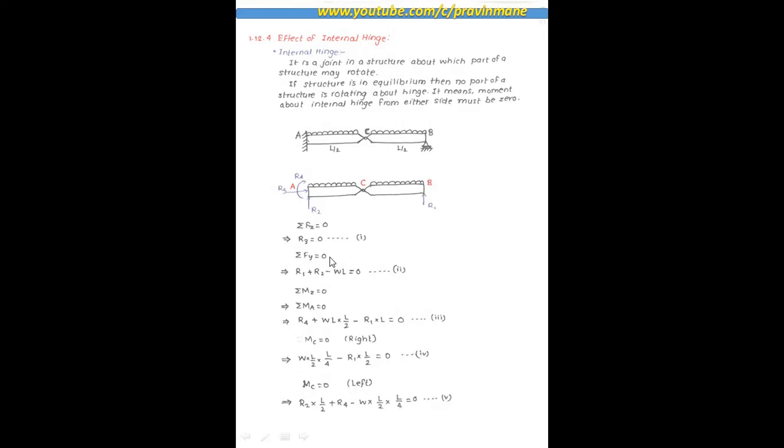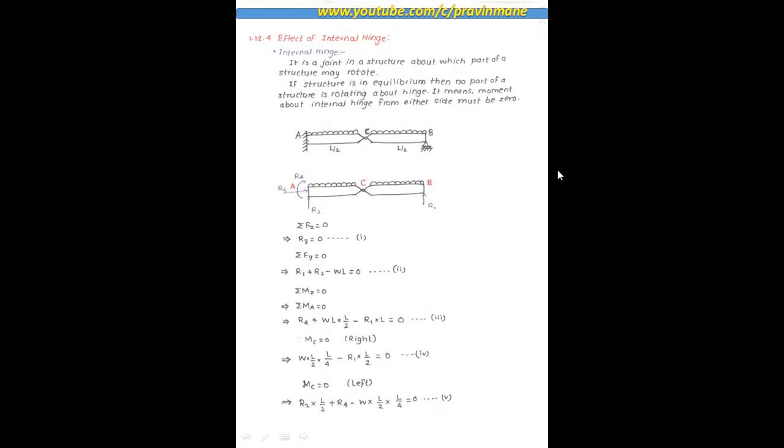It is a joint in a structure about which part of a structure may rotate. So, if there is a hinge, there may be a rotation. So internal hinge, internal rotation. If the structure is in equilibrium, then no part of the structure is rotating about the hinge. It means the moment about the internal hinge from either side must be 0.